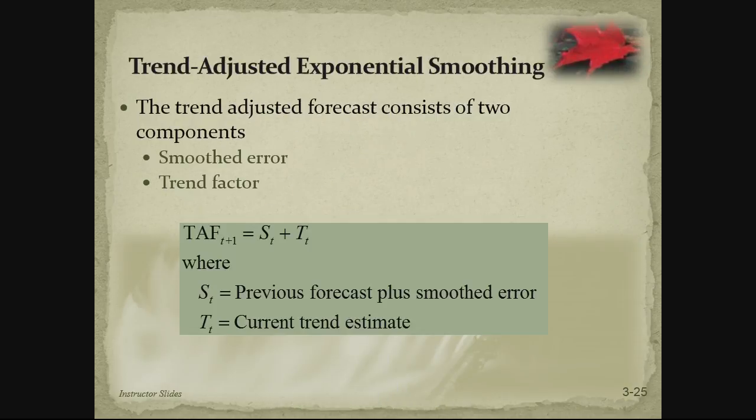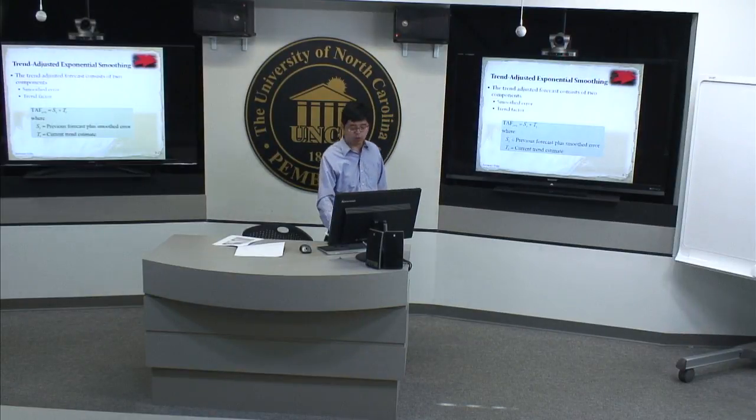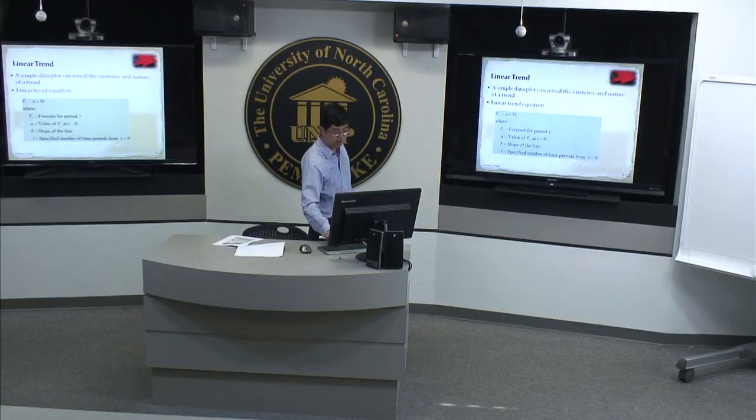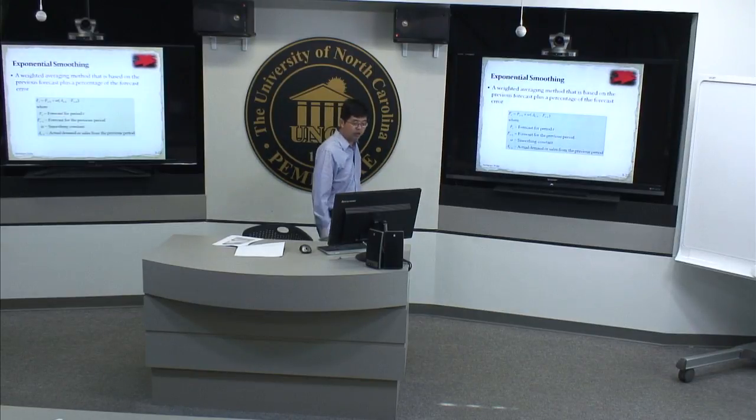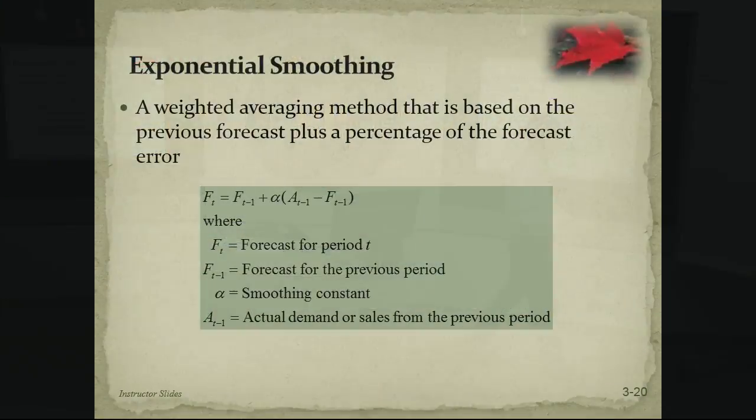Next model I'll talk about in forecasting is a little bit complex. It's called the trend adjusted exponential smoothing method. Well, before we go to study this model, I want to have a quick review of what we have learned, which is the exponential smoothing model. It's pretty straightforward.